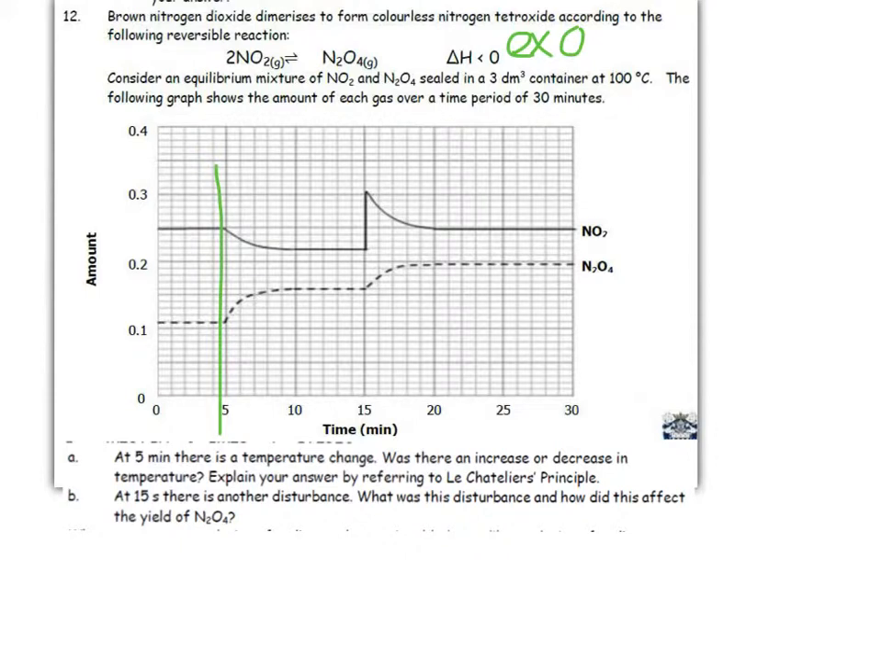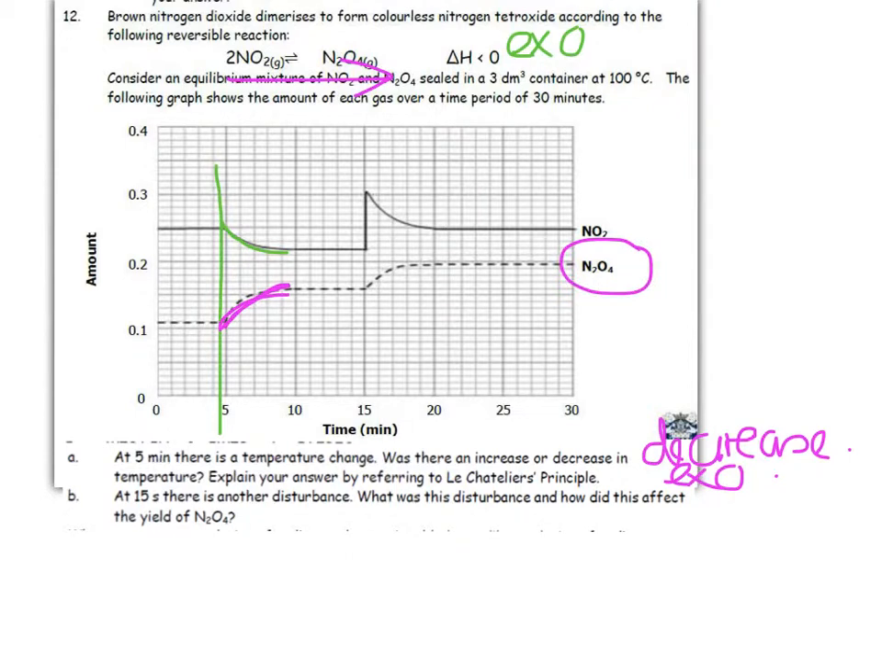Was this an increase or a decrease? Well, at 5 minutes, I see that I get less NO2, it goes down, and I get more N2O4, which means I must have somehow favored the forward reaction. How do I favor exo? I decrease temperature. That always favors the exothermic reaction. So they say, was there an increase or a decrease? A decrease. Why? Because a decrease in temperature favors the exothermic reaction, which is the forward reaction, which means that more N2O4 was made.